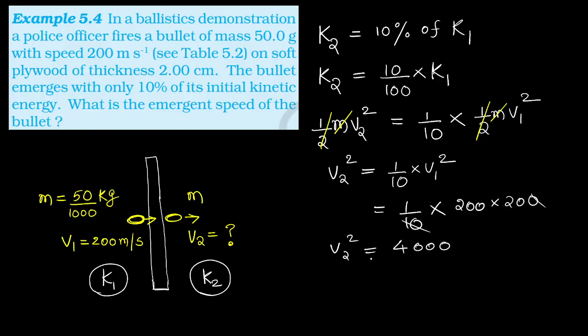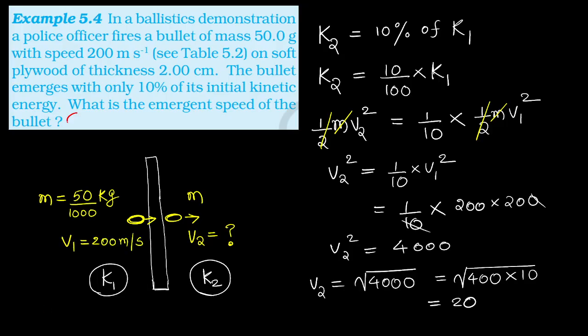But I want V2, so I have to take the square root. Root of 400 we can write, but root 10, I don't know. Can I write 4000 as 400 into 10? Understood. 4000 is 400 into 10. Try to simplify. Root of 400 is 20. 20 square is 400, right?